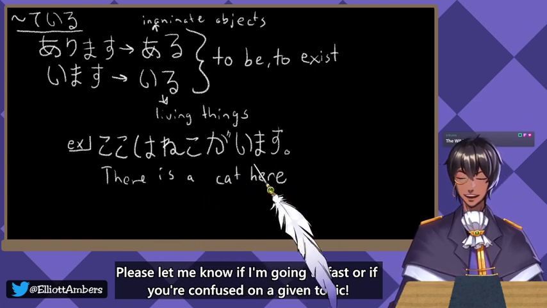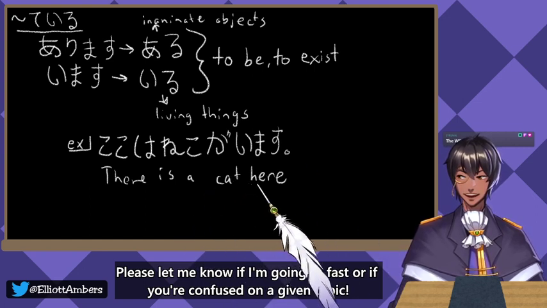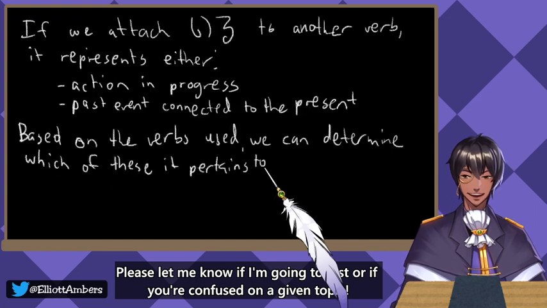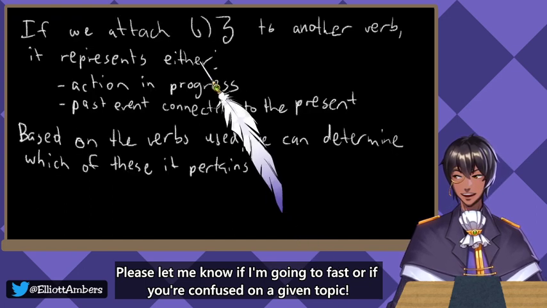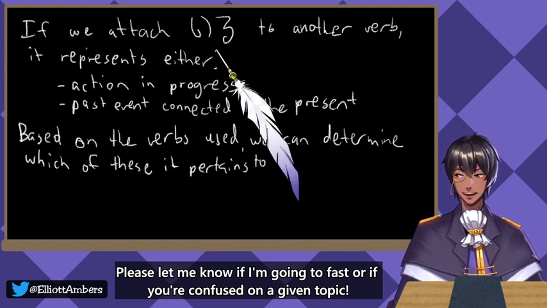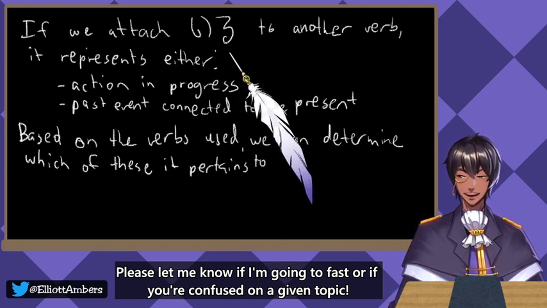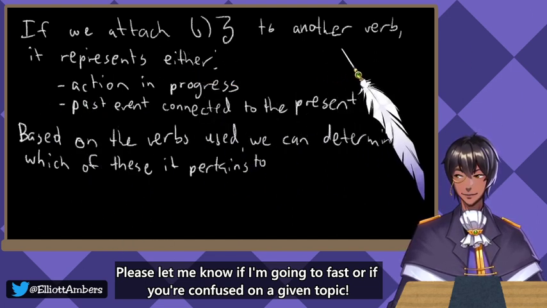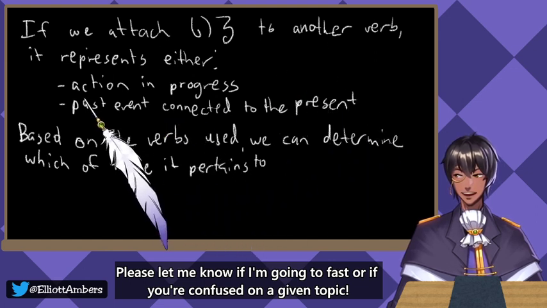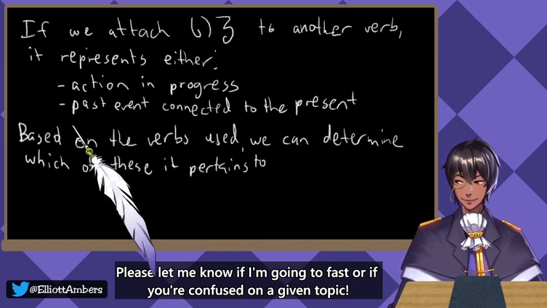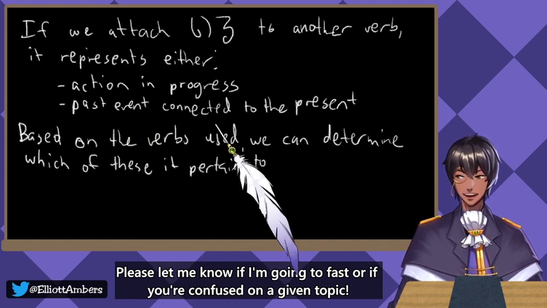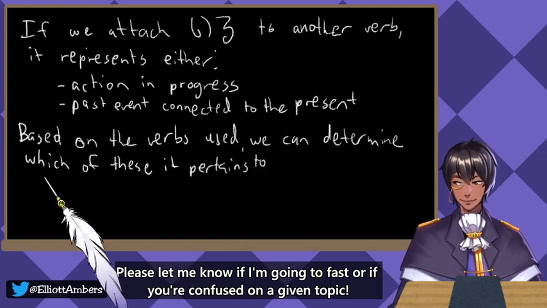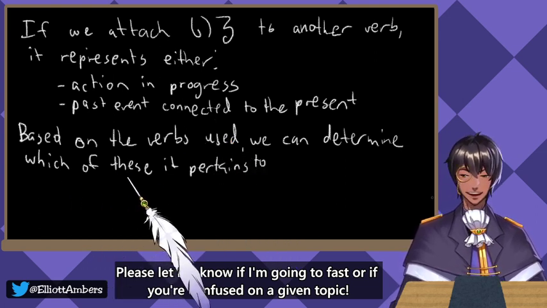Koko wa neko ga imasu. There is a cat here. Imasu represents existence. And so using that existence, iru, when used just to describe objects, itself is just representing that state of being. But if we attach that imasu, that iru, to another verb, it can then represent that the action is being done in progress, or that a past event is being connected to the present, that something that happened in the past is being related to information now. And based on which verbs we use, we can determine that.